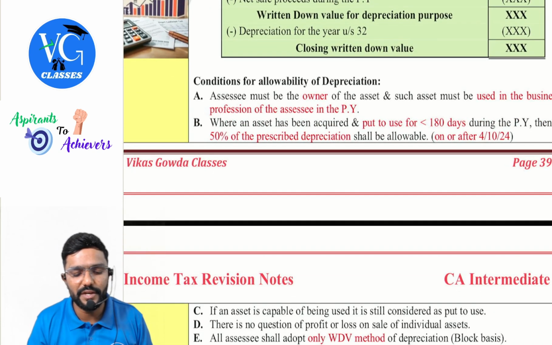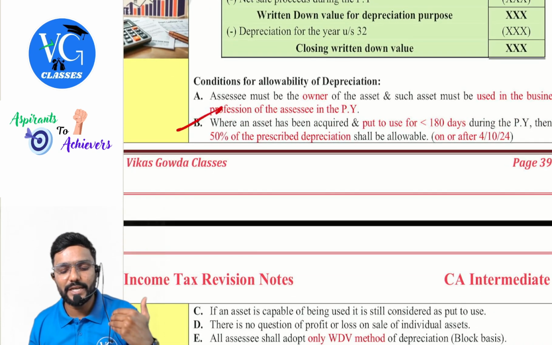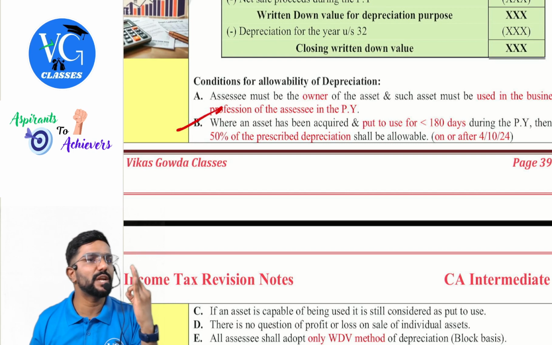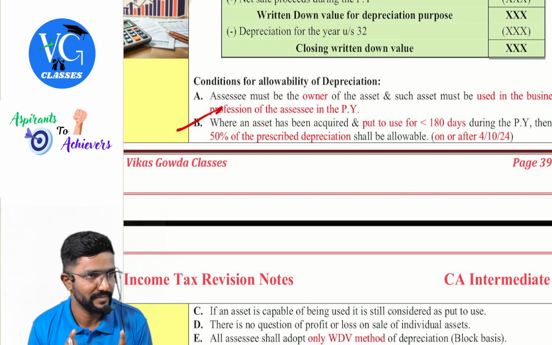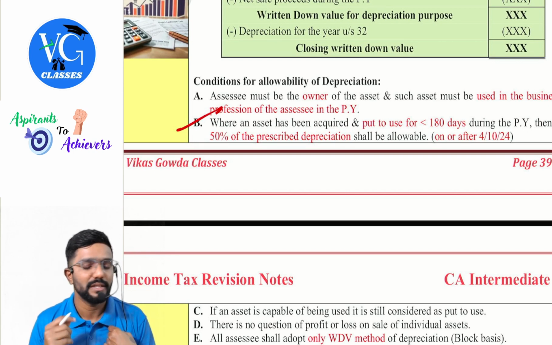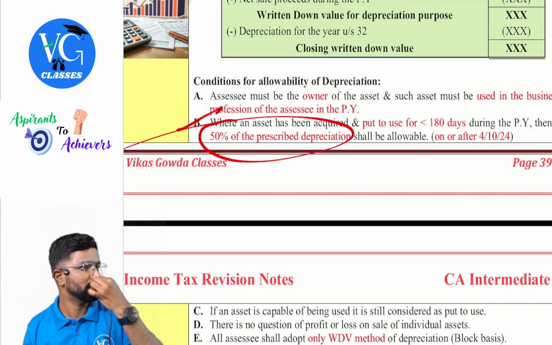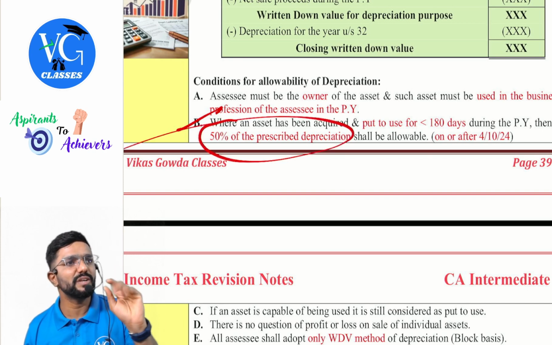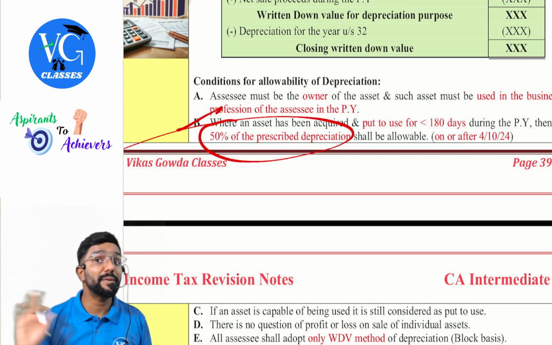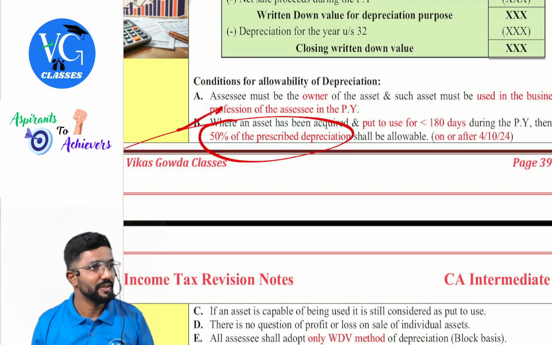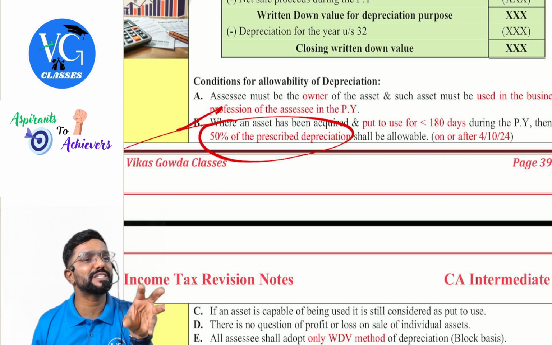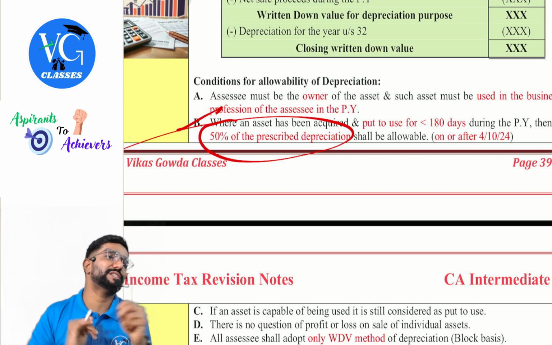Why so? See point B. Where an asset has been acquired and put to use for less than 180 days during the previous year, then only 50% of the prescribed depreciation shall be allowed. Means whatever is the rate of depreciation, only 50% of that you can claim. 50% is not the depreciation rate. If depreciation rate is 15%, you can claim 7.5% of it.